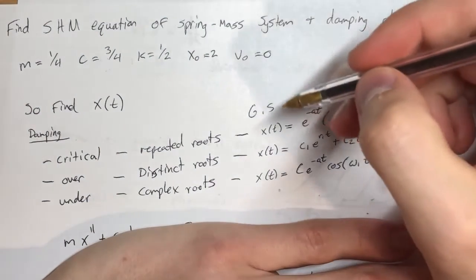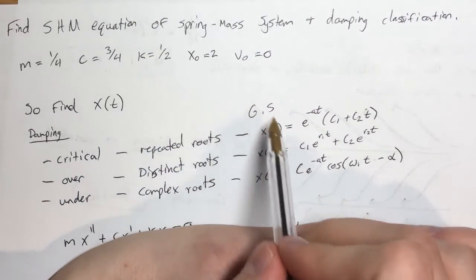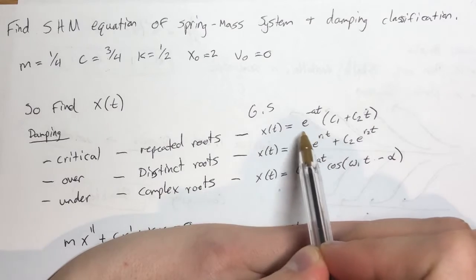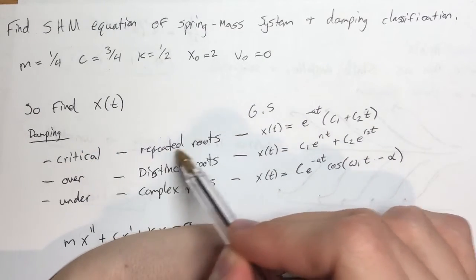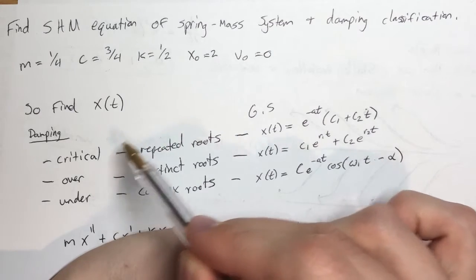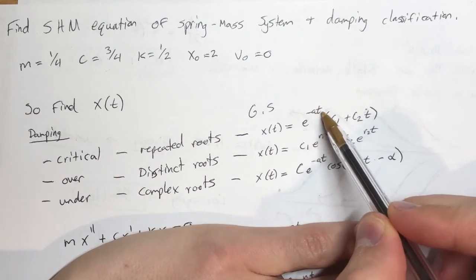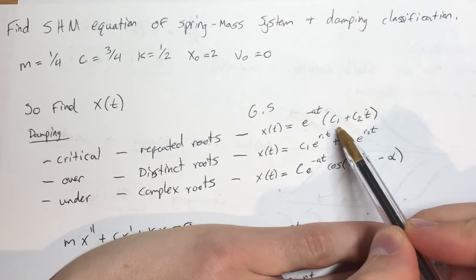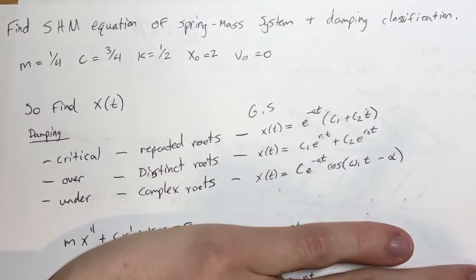Also, butting in here real quick, I wanted to make sure we have this covered. For each of these three cases, there are different general solutions, so this is very important to know. For critical damping, we have repeated roots. The general solution using these roots is e to the negative at, times unknown constant 1 plus unknown constant 2 and t, where a is our repeated root.